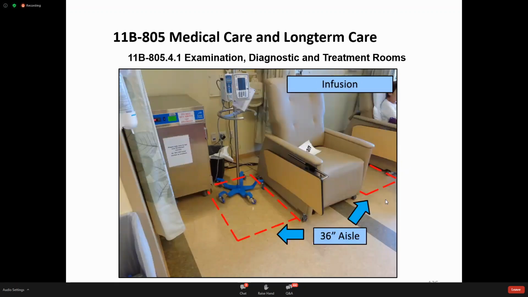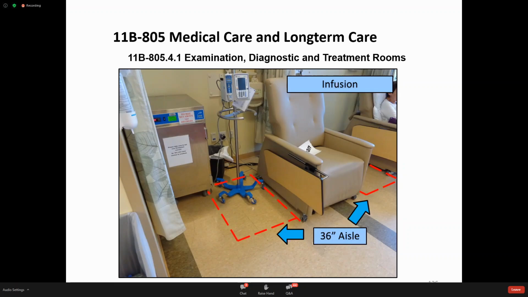In an infusion room, this is where it starts getting a little squirrely. We could do the aisle on both sides like is shown on the slide, but in reality, if you get on and off the infusion chair from the front, then there's no real practical purpose to putting the clearance on the side.